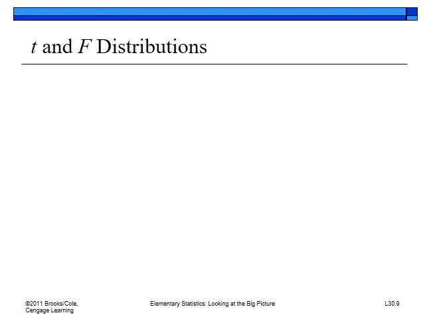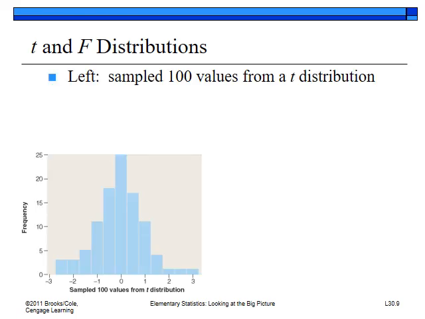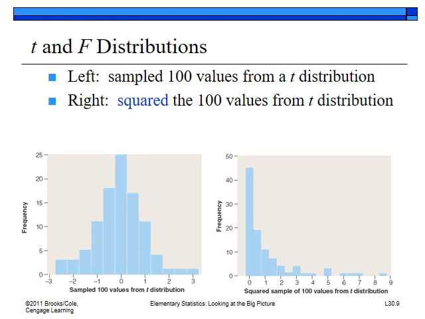So let's take a look at those two distributions. On the left, you see 100 values taken from a t distribution. So we would expect it to look somewhat like the t distribution does. Remember, that's bell-shaped and symmetric. And that's pretty much what this looks like. On the right, we've taken the values that we obtained on the left, those 100 values taken from the t distribution, and squared them all. What does that distribution look like?